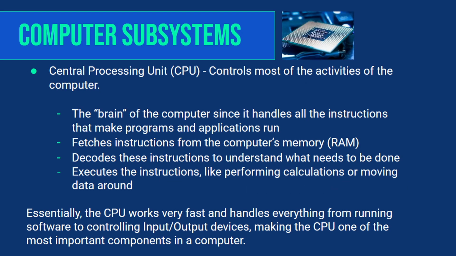With the von Neumann structure, we have our computer subsystems. We have our CPU, the central processing unit. We consider it the brain of the computer since it handles most if not all the instructions that make programs and applications run. It fetches your instructions from the computer's memory, which is the RAM. We'll talk about that later. It decodes these instructions to understand what needs to be done, executes the instructions like performing calculations or moving data around. Essentially, your CPU works very fast and handles everything from running software to controlling input-output devices, making the CPU one of the most important components in your computer.